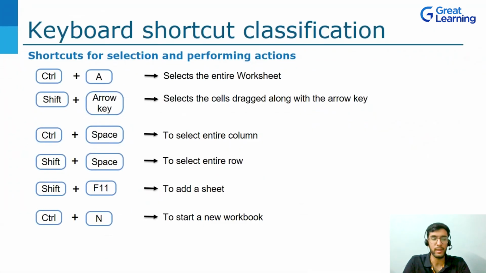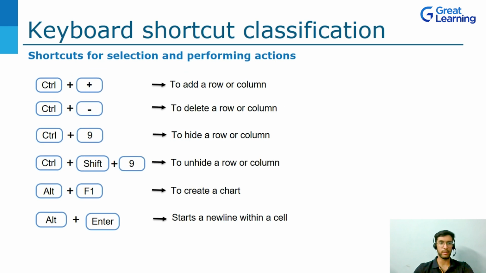Now let's move ahead and discuss the next category of shortcut keys, that is shortcuts for selection and performing actions. As you can see on the screen, this is one set of shortcut keys that is used for selection and performing actions. Now moving on to the second set. As you can see on the screen now, this is the second set used for the same.